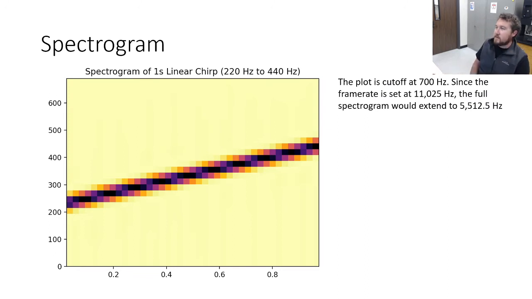We already talked about this. The plot is cut off at 700 hertz. Since the frame rate is set at 11,025 hertz, the full spectrogram would extend to half of that distance. The spectrogram, just like the spectrum, cuts off at the folding frequency, the Nyquist frequency, which is 1/2 of the frame rate. So since we only care about 200 to 400 hertz, going all the way to 5,000 hertz would give us a spectrogram that's not very interesting to look at. So we cut it off at 700.